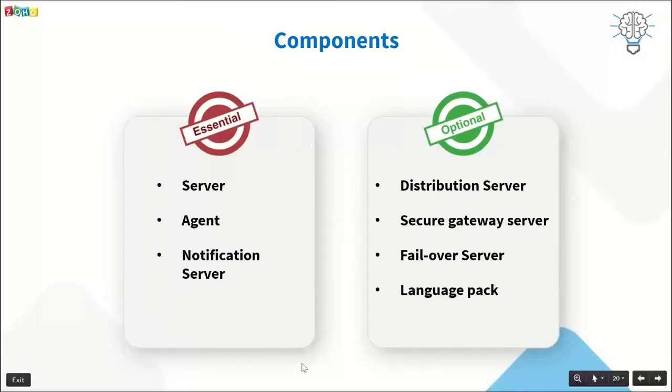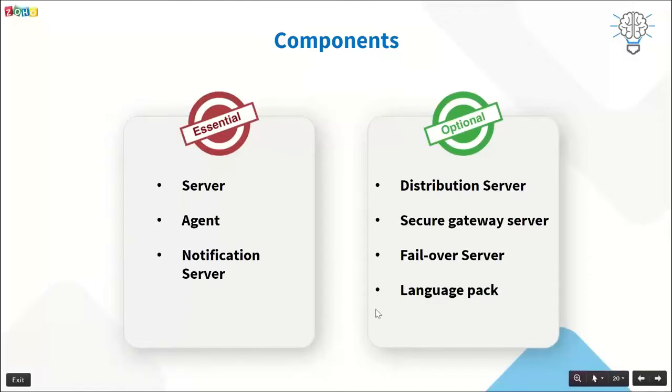You also have something called notification server. Now, this notification server comes into play in case of on-demand tasks. Whenever you want a task to be immediately executed, it is this notification server which contacts the Desktop Central agent, which pulls down the instructions from your central server.